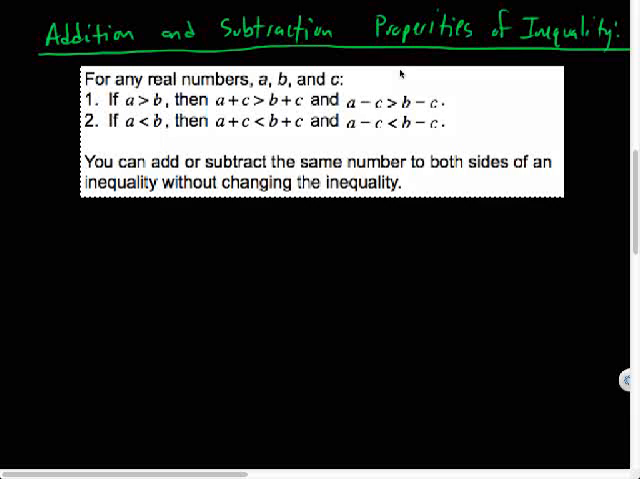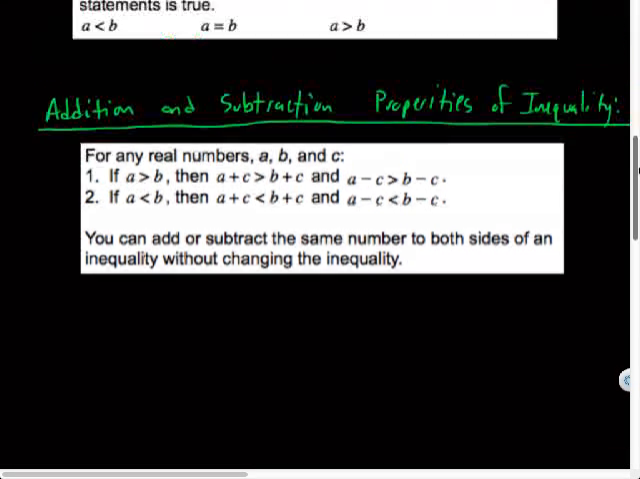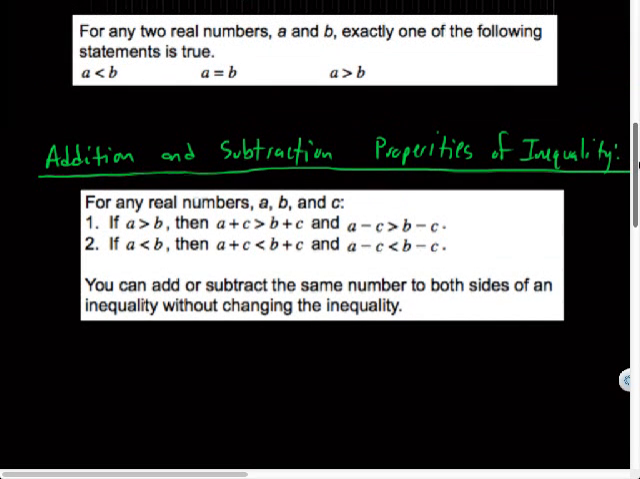Oh, you need me to go back real quick? Just 2 seconds. So, addition and subtraction properties. I just spelled properties wrong, guys. That's sad. Properties. There we go, I'm going to fix that. Properties of inequality.